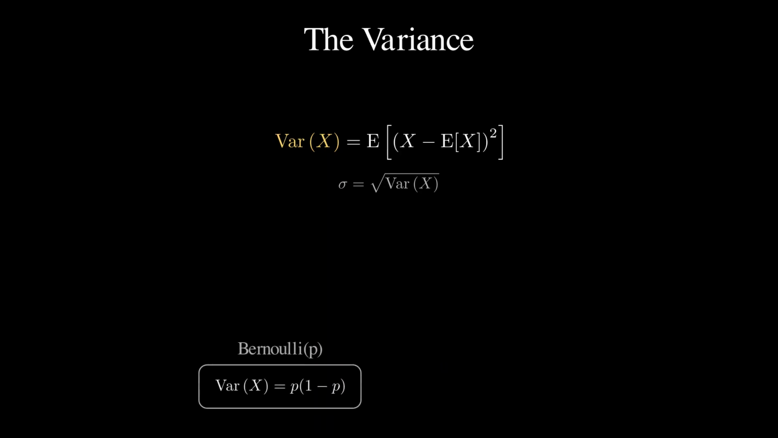For a Bernoulli with parameter p, the variance works out to p times 1 minus p, largest at 1/2, where the outcome is most uncertain. And the Poisson is famous for this: its variance equals its mean. Both are lambda.